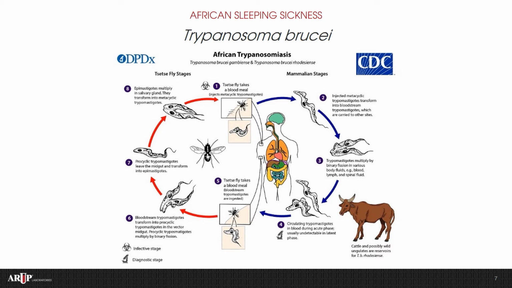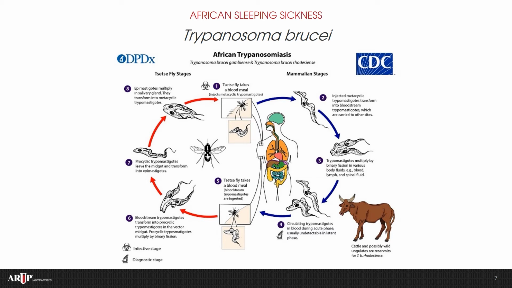African trypanosomes include two subspecies that are morphologically indistinguishable: Trypanosoma brucei gambiense, causing chronic African trypanosomiasis or West African sleeping sickness, and Trypanosoma brucei rhodesiense, causing acute African trypanosomiasis or East African sleeping sickness. Trypanosoma brucei gambiense is endemic in West and Central Africa. Trypanosoma brucei rhodesiense is restricted to East and Southeast Africa.